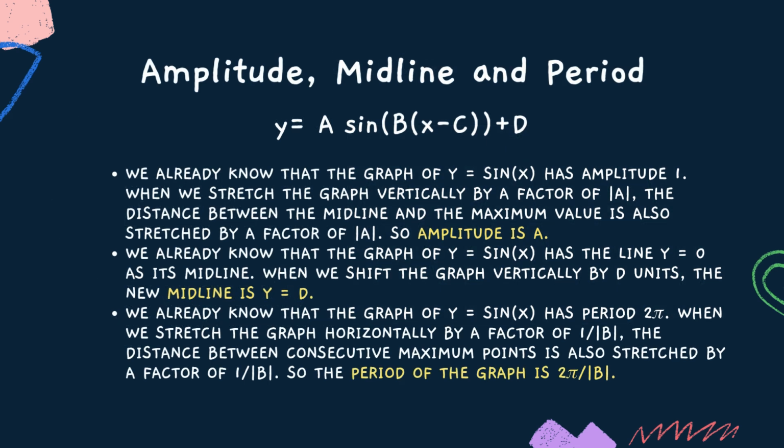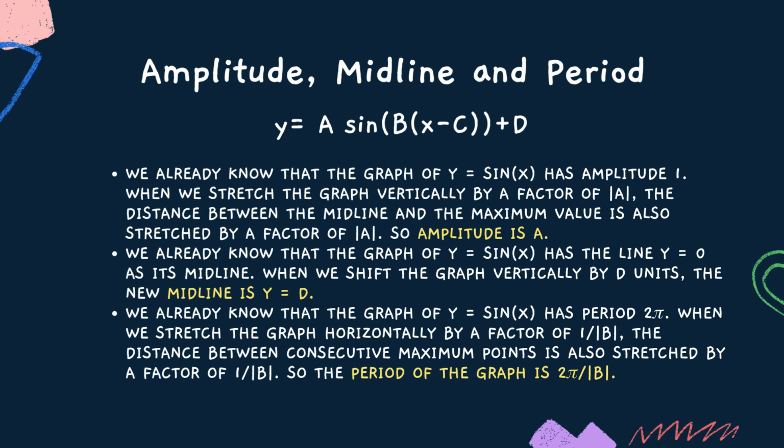Let's learn about the amplitude, midline, and period for transformed sinusoidal functions. We already know that the graph of y equals sine x has amplitude 1. When we stretch the graph vertically by a factor of a, the distance between the midline and the maximum value is also stretched by a factor of a. So the amplitude is a. We already know that the graph of y equals sine x has the line y equals 0 as its midline. When we shift the graph vertically by d units, the new midline is y equals d.